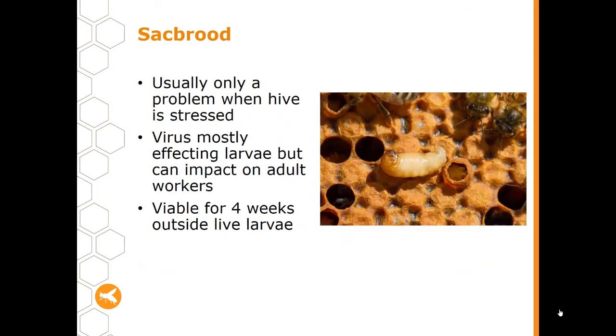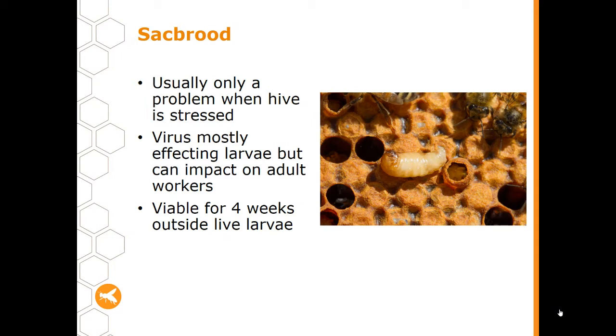The next disease we're going to talk about is sackbrood. Now, sackbrood is usually only a problem in hives when the hive is quite stressed. Like chalkbrood, it may tick over at very low levels in your hive and only have big outbreaks when the hive isn't doing so well. It's a viral disease and it tends to affect the larvae mostly, but can impact adult workers as well.